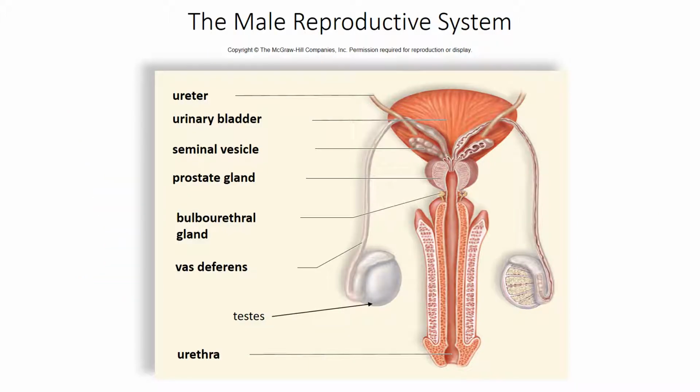Now, the male reproductive system here, sperm are produced in the seminiferous tubules of the testes, okay, and then they mature in the epididymis, and then they just pass out of the urethra there. Okay, if you'll notice, the prostate gland is up towards the top of the page, and then the urinary bladder is up near the top also.